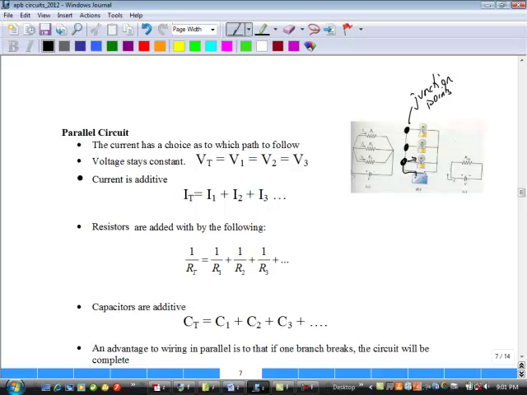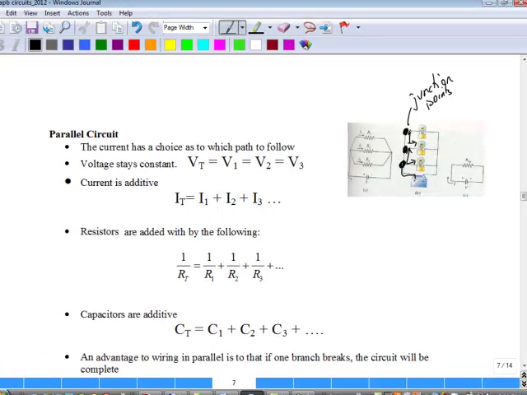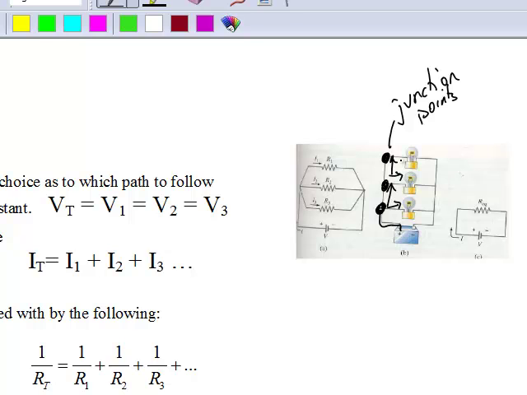Some of the current's going to go to the right, so it's going to continue along this path. When I reach this next junction point, some of it's going to go through that light bulb, other of it will continue along the path. So the current chooses the path that it wants to go through. The voltage stays constant, so each path is going to get the same amount of voltage going through it. The current, however, will be additive.